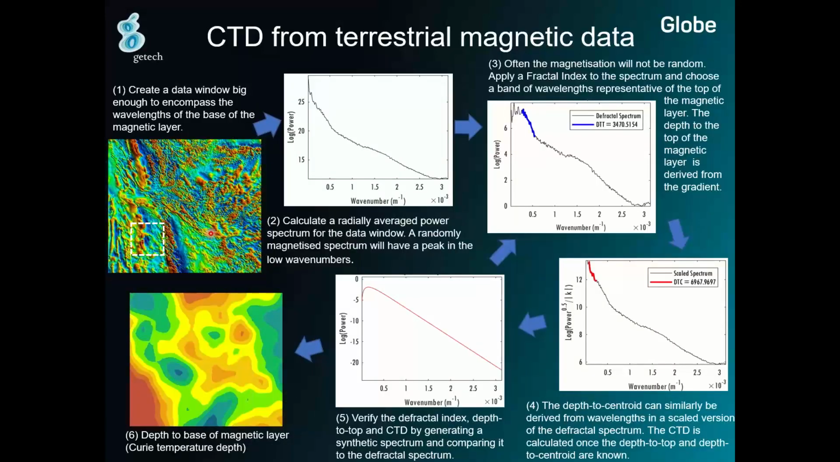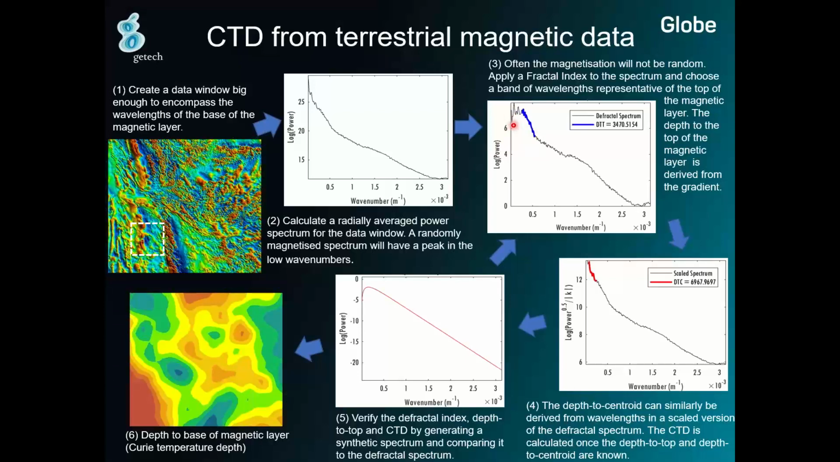So this is kind of working through an example. Here we have an area of magnetic data, and here we have a window, and we're going to look at a whole series of windows. This window is about 200 kilometers across, and this is the log power spectrum we get from that window. As we see there, there is no peak. But once we've applied this so-called defractal operator, we end up with a different power spectrum, and now we do have a peak. It's a little bit noisy, but we have a peak in our power spectrum.